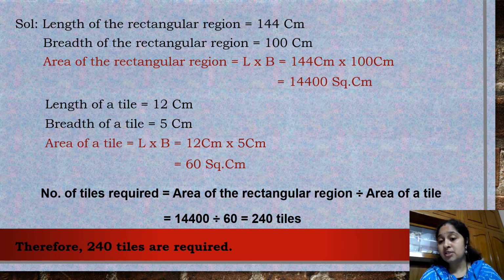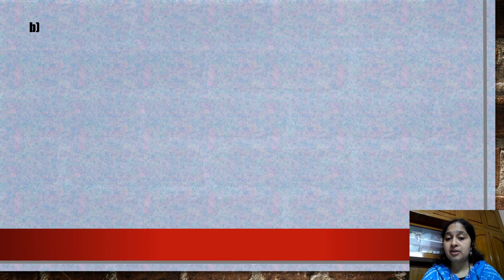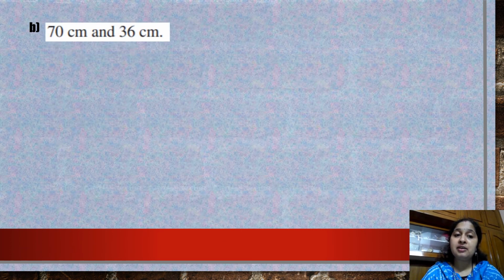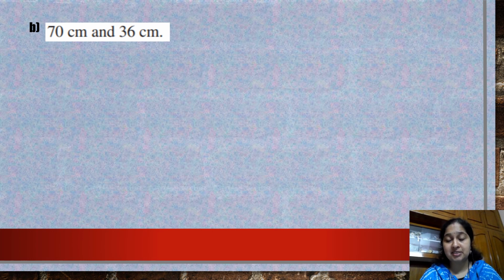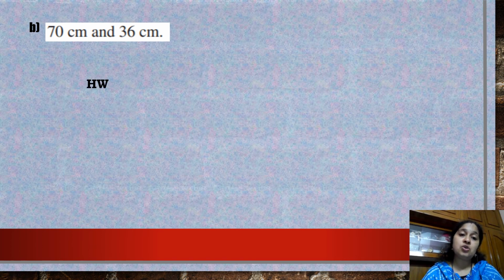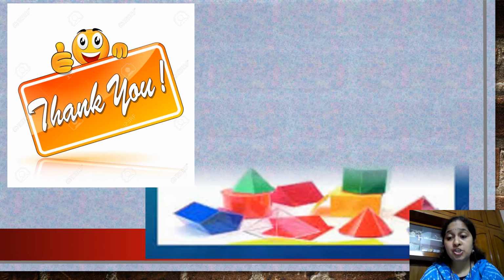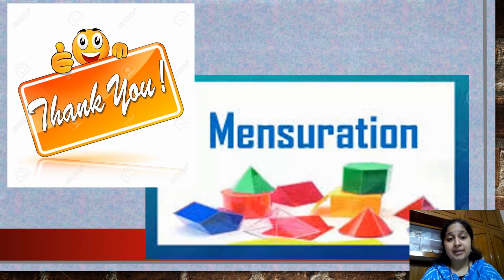I hope you understood this sum, children. So similarly, you can complete the B bit. Okay, so the area of the tile will be the same as in the A bit. We need to find the area of this rectangular region with dimensions 70 centimeters and 36 centimeters, and then divide. We get the answer. I hope you all understood, children. So take this as a task, then complete your mensuration chapter by Monday.